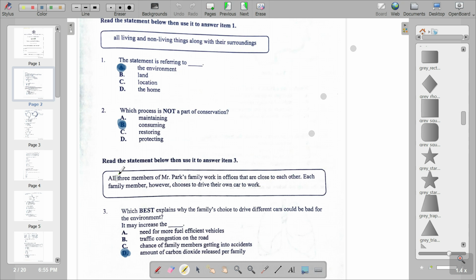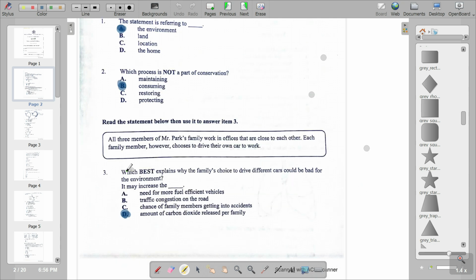Number 3, read the statements below, then use it to answer item 3. All 3 members of Mr. Park's family work in offices that are close to each other. Each family member, however, chooses to drive their own car to work. Which best explains why the family's choice to drive different cars would be bad for the environment? So everybody wants to drive to work. What would be the best thing to say of how this is going to impact the environment? That's the question. It may increase the need for more fuel efficient vehicles.